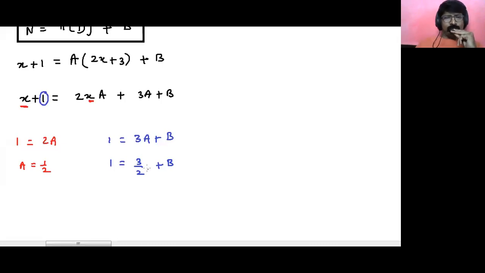So what is 1 minus 3 by 2? It will become negative half. 1 minus 3 by 2 will become b. So we got a as half, and b as negative half.